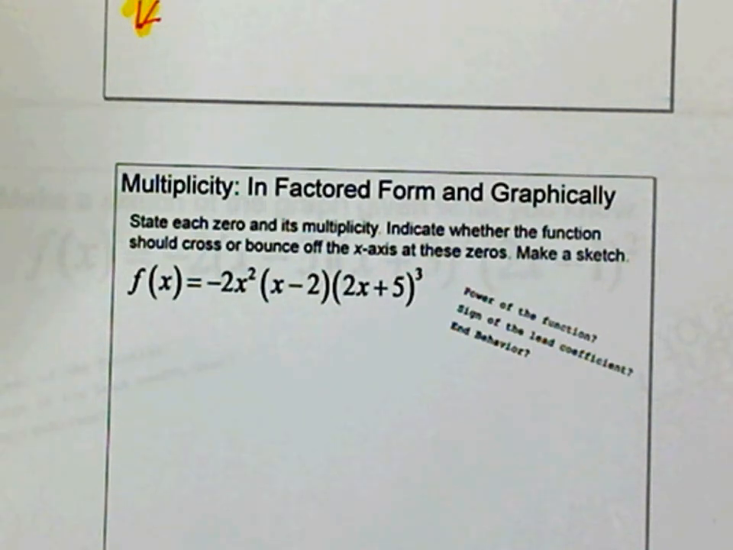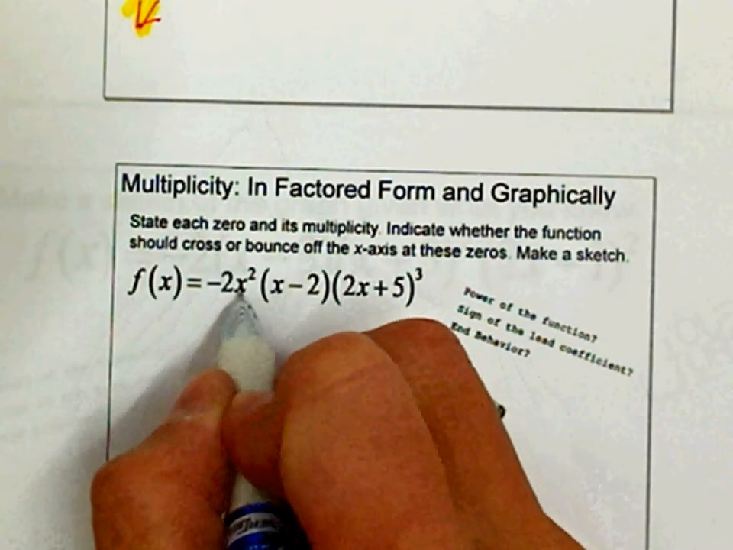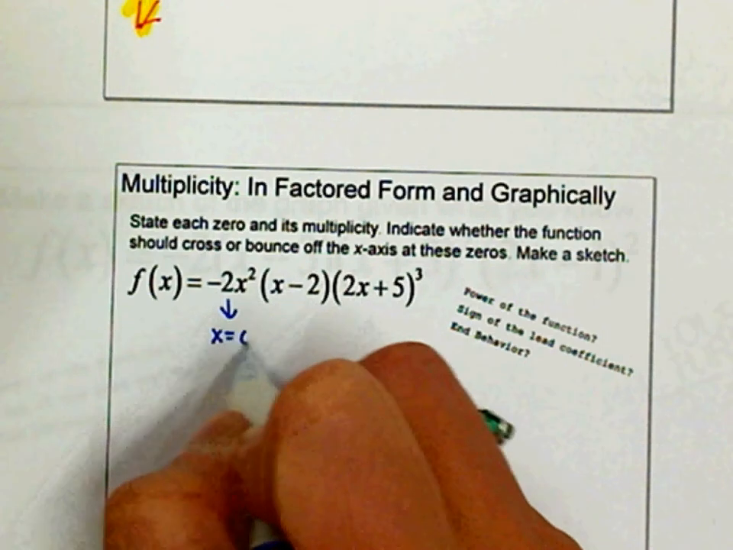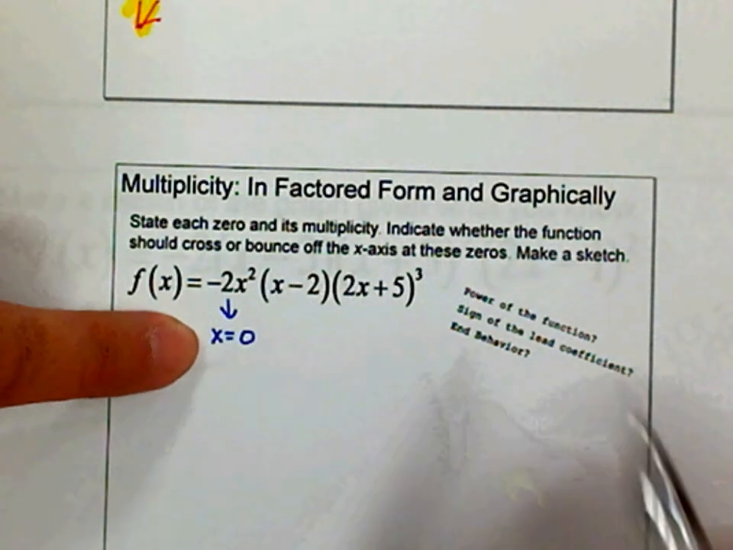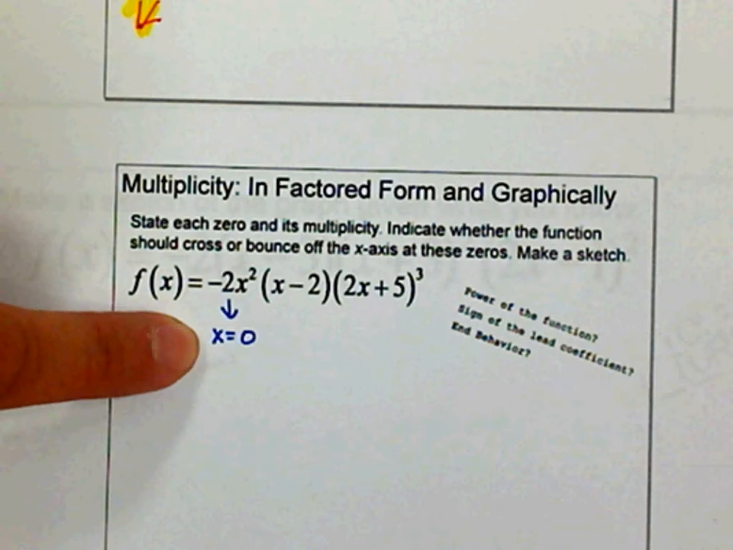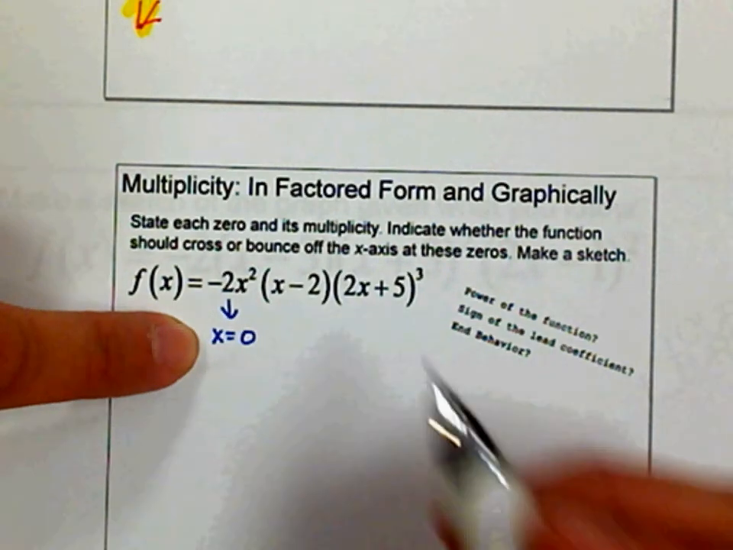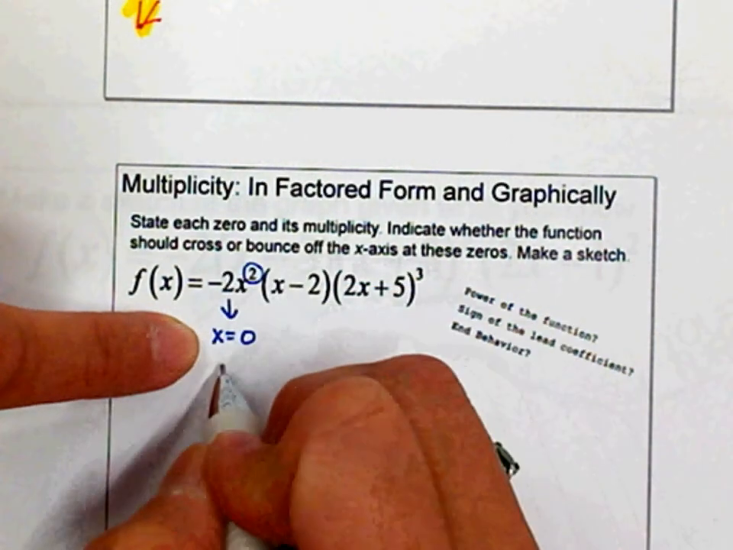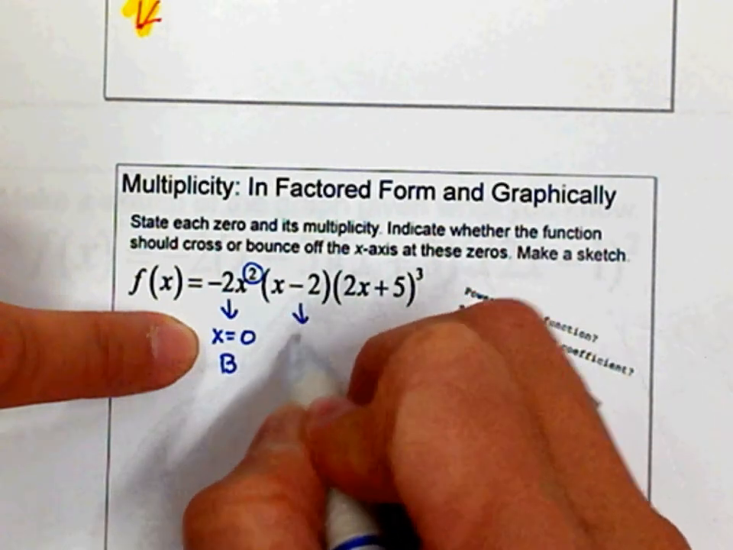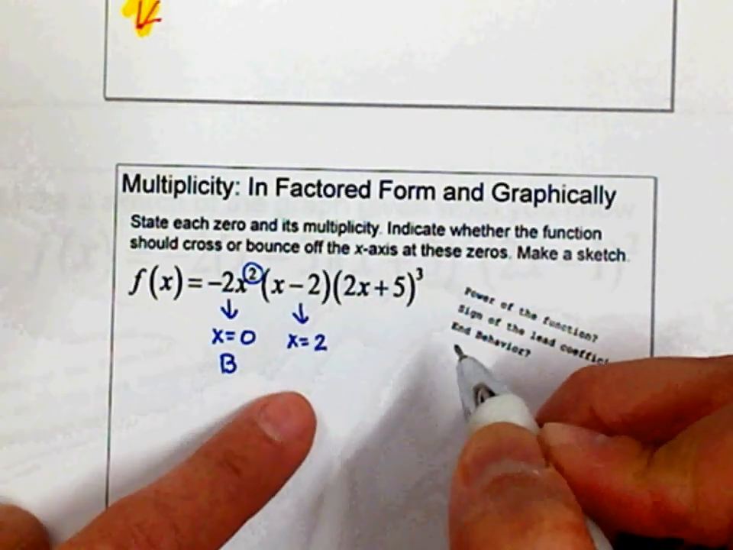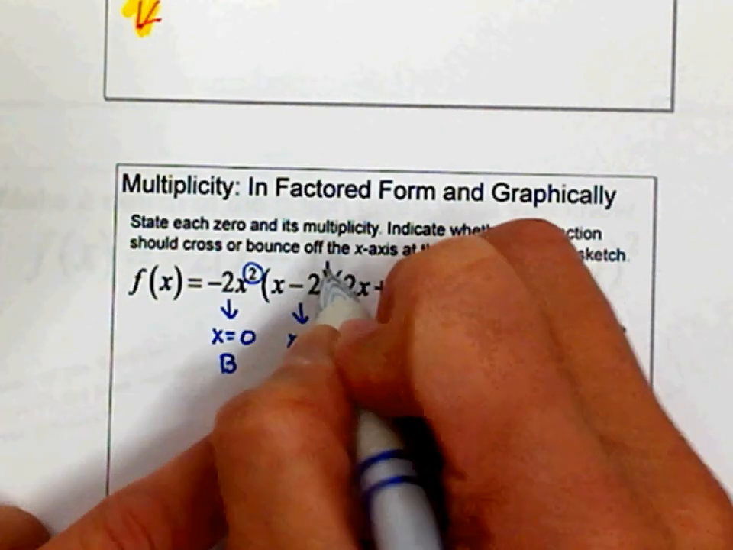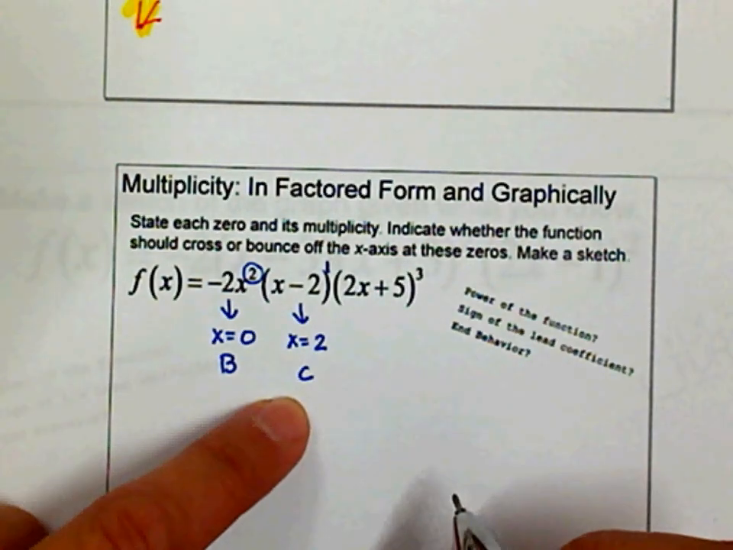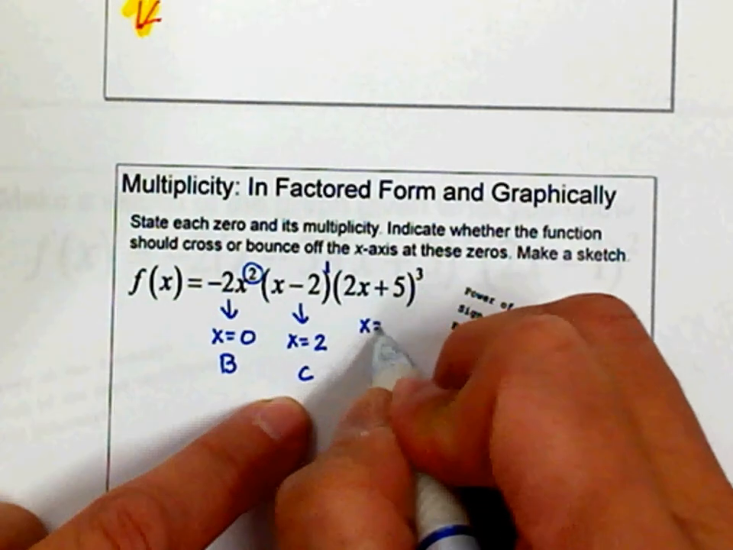Okay, you guys good? All right, let's take a look. By the way, this one, x is equal to 0. Cut, slide, or bounce? Bounce. It's a bounce. This one, x is equal to 2. Cut, because what power is it? A 1. Do you guys see that? This one, x is equal to -5/2, right? This one is a slide.